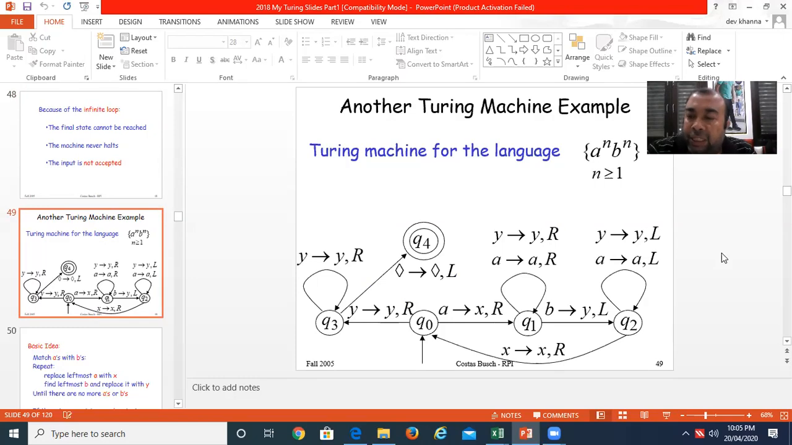So first, what is the other logic? Please try to understand this. Let us take the example a raised to power n, b raised to power n. Suppose a5, b5, it means a raised to power 5, b raised to power 5. What do you do? You start reading a, the first, leftmost a. Convert that leftmost a into the blank symbol. Now start moving towards the right-hand side.